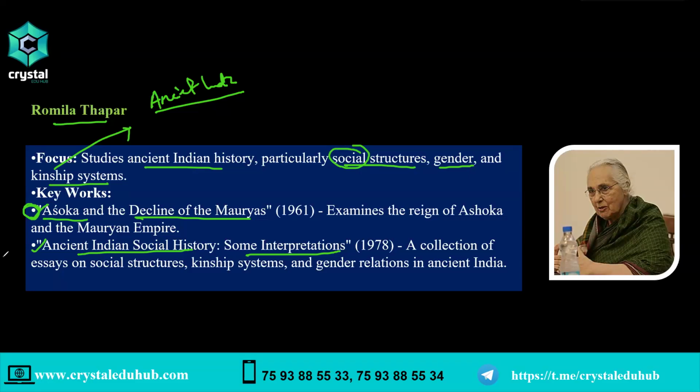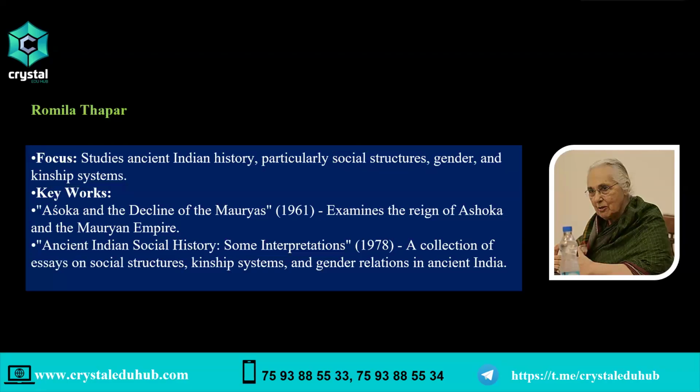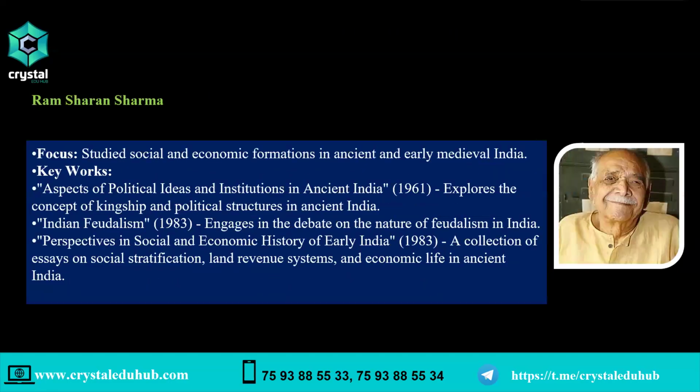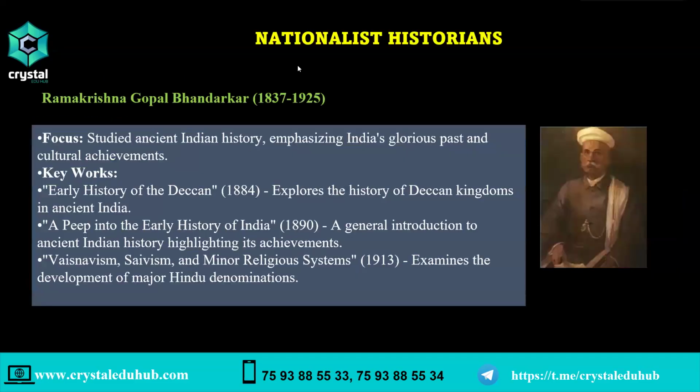Okay, after writing this, so far we have discussed five very important Marxist historians: D.D. Kosambi, R.S. Sharma, Bipan Chandra, Irfan Habib, and Romila Thapar. Now we are discussing some very important nationalist historians. When you say nationalist historians, we can see many historians actually. But we are discussing some national leaders who became historians. We are discussing only five here, some national leaders who wrote something about India.